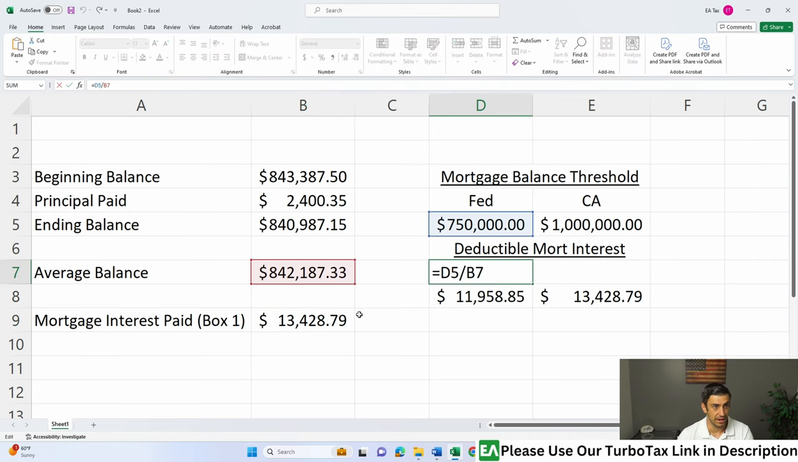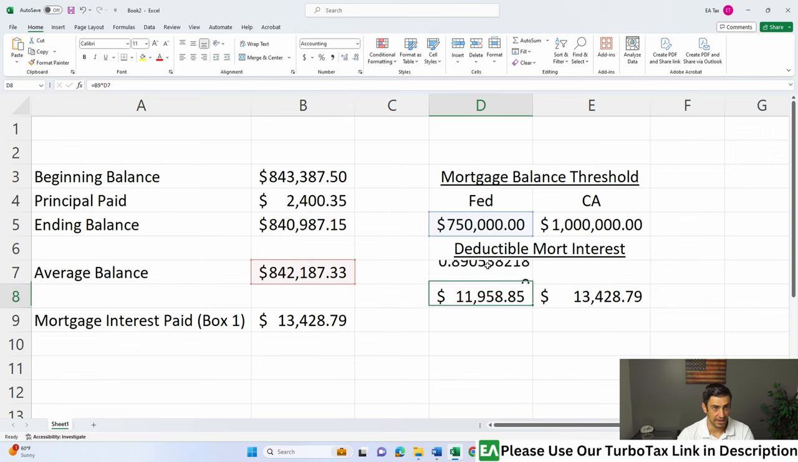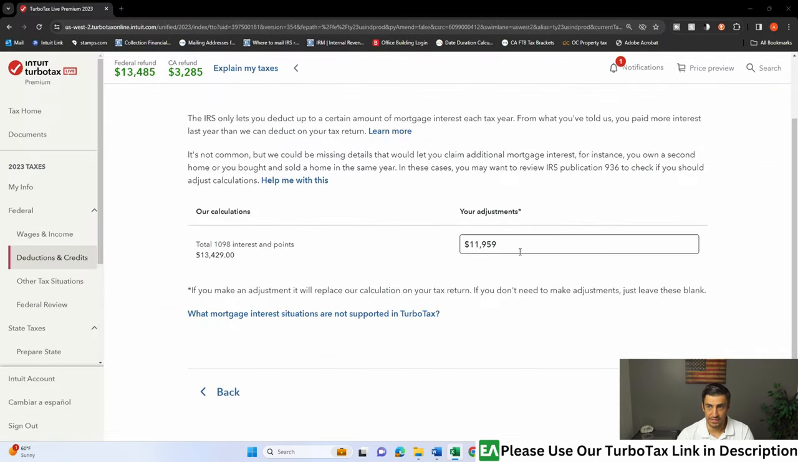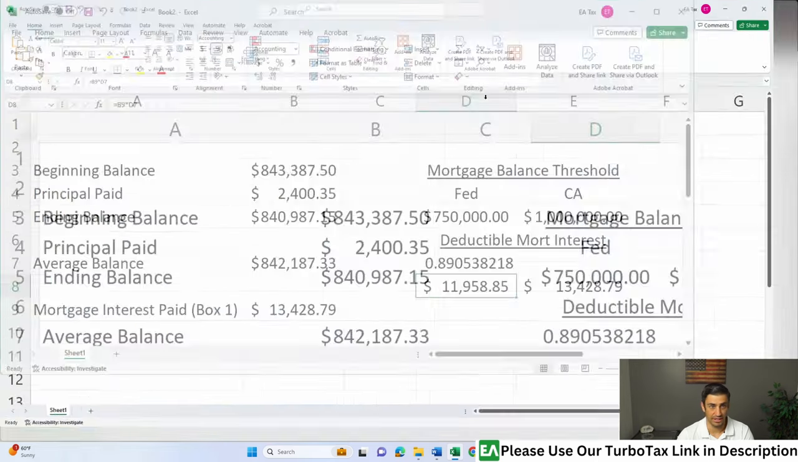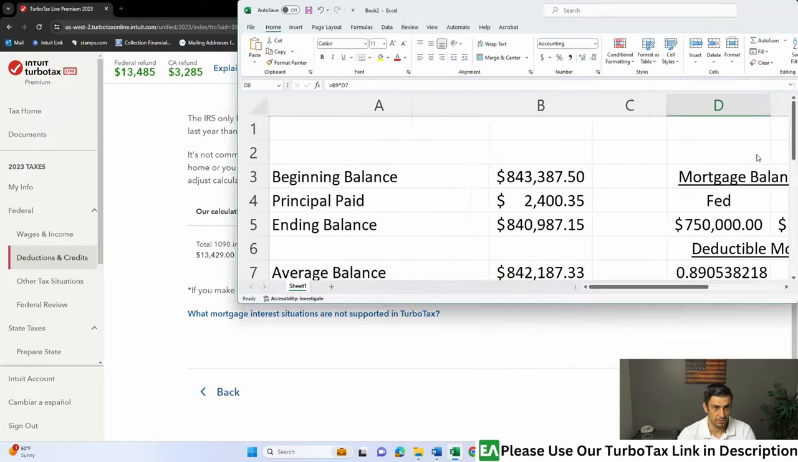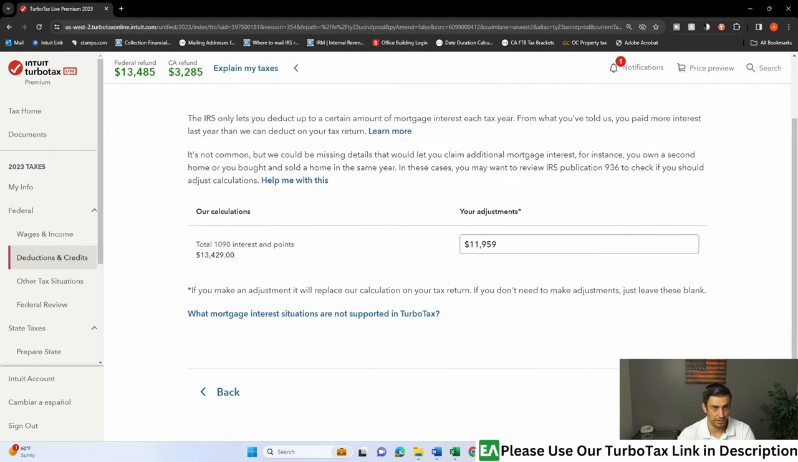How did I do that, right? I am dividing 750 over the 842 to get that 89% here. Now, I'm multiplying that 89% by the interest that we got here, and that's the deductible interest. Now, we should be able to take a look at that and see. Yep, there it is, 11,958.85. So rounding up, this is good. So it's done properly. All right, continue.